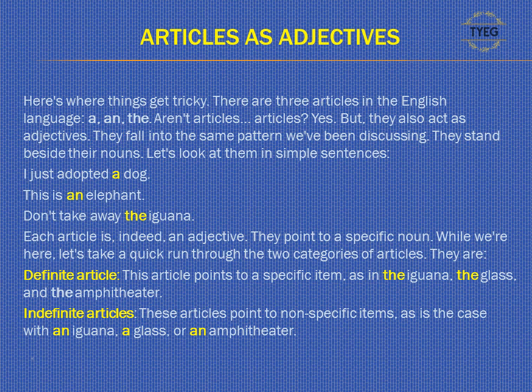While we're here, let's take a quick run through the two categories of articles. They are: definite article. This article points to a specific item, as in the iguana, the glass, and the amphitheater. Indefinite articles. These articles point to non-specific items, as is the case with an iguana, a glass, or an amphitheater.